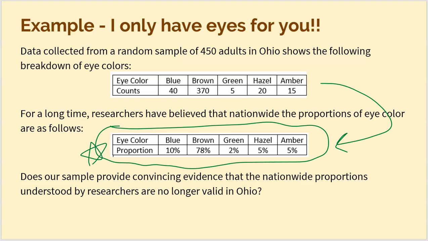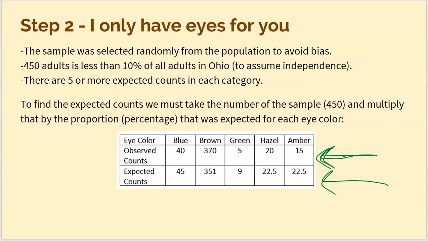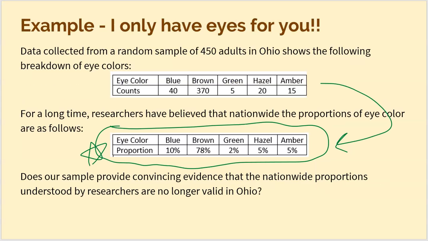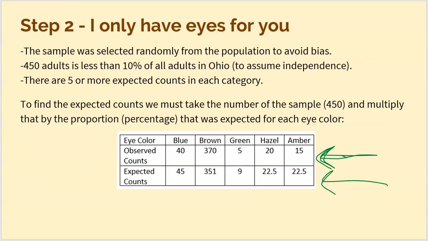And I just continue to repeat this process all the way down the line. 2% of 450 were supposed to have green eyes, so 0.02 times 450 is 9. 5% for hazel, 5% for amber, so 5% of 450, 0.05 times 450. Those numbers would be the same, so it'd be 22.5 for both hazel and amber. So now we finished step 1 and step 2, right? Now we've officially said that all of these expected counts are 5 or larger. So we're good to go with all of our conditions.